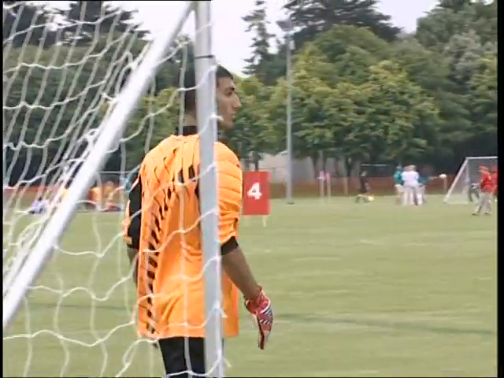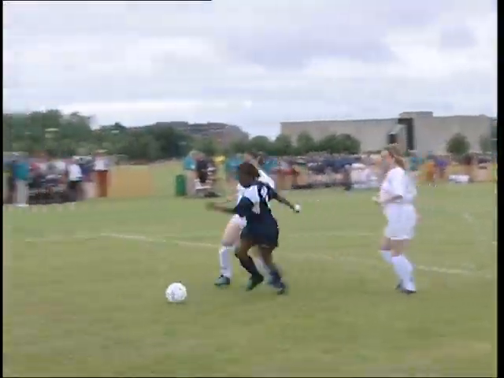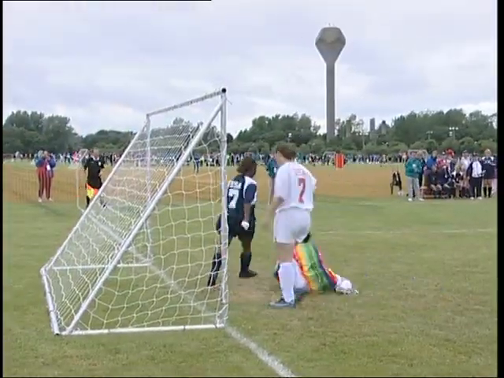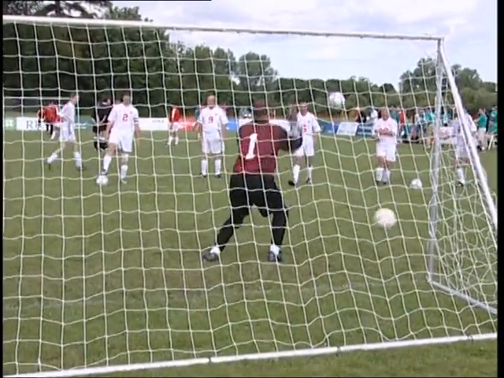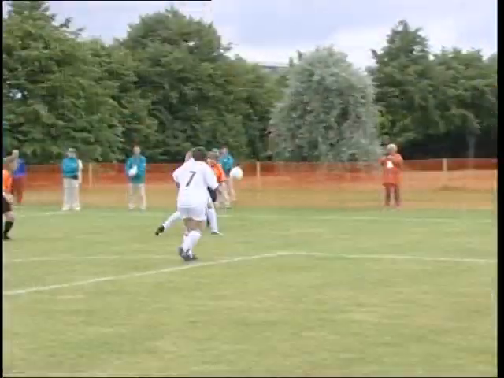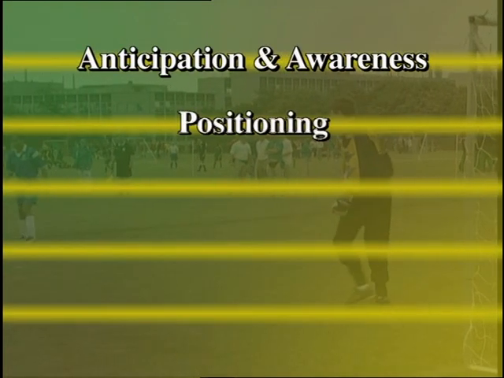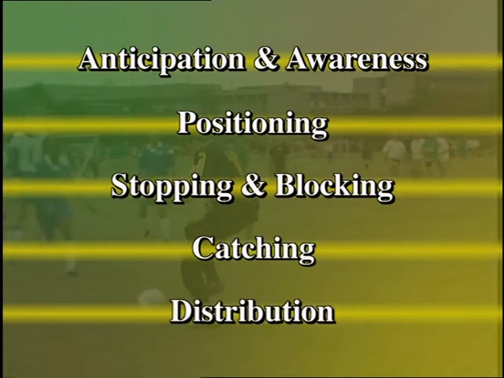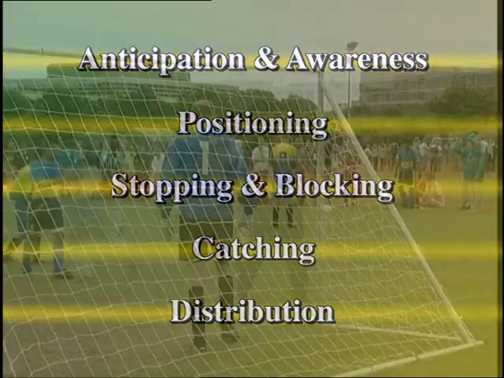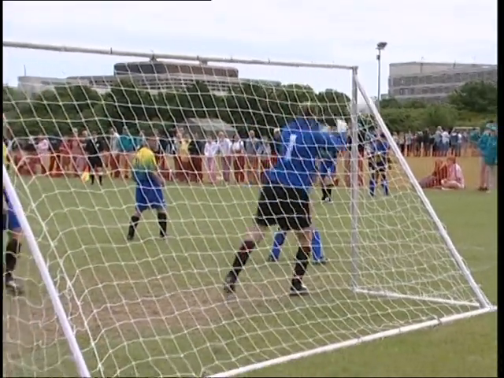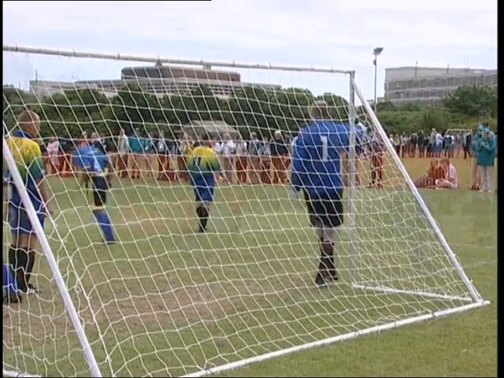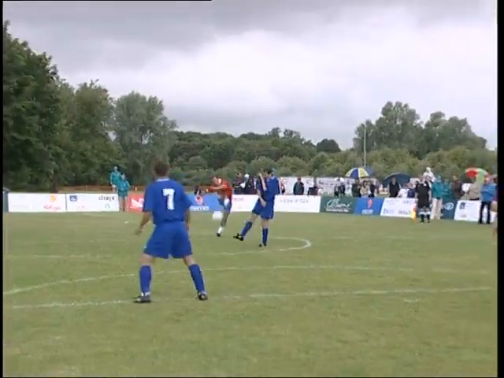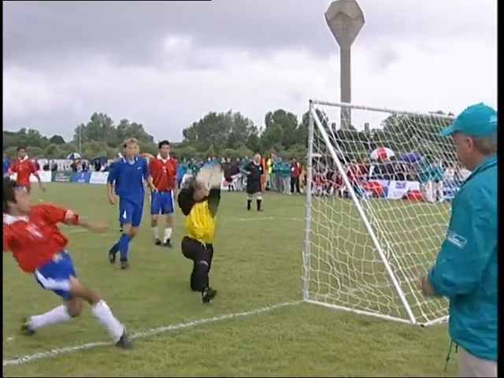Assessing the goalkeeper is a crucial part of the divisioning process, as he or she has a very strong impact on the result of a match, and hence also on the team's overall ability level. When assessing a goalkeeper, we can look at the following factors: anticipation and awareness, positioning, stopping and blocking, catching, and distribution. You'll now see some examples of goalkeeping skills from 4 different ability levels, again starting with the lowest.